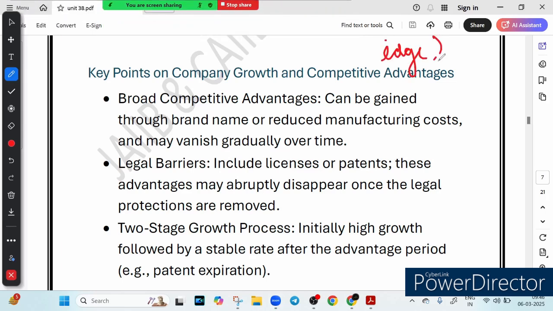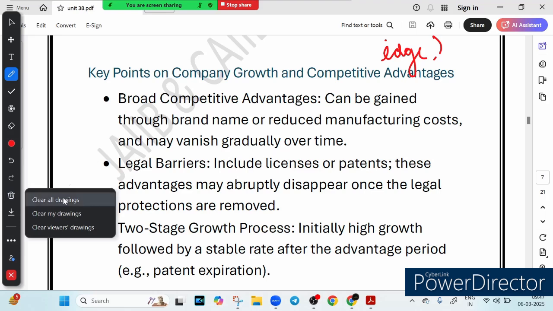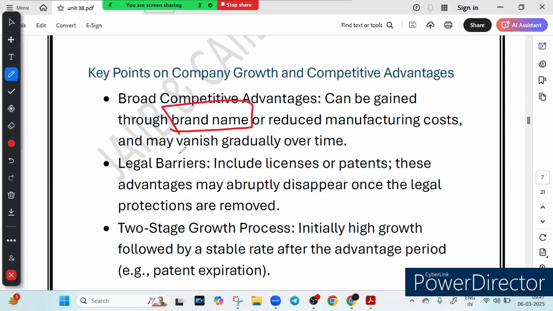Think about Apple, Coca-Cola, Google. Why do they stay ahead while others struggle? The reason is brand power, the brand name. A strong name builds customer trust and loyalty. Then we have cost efficiency.